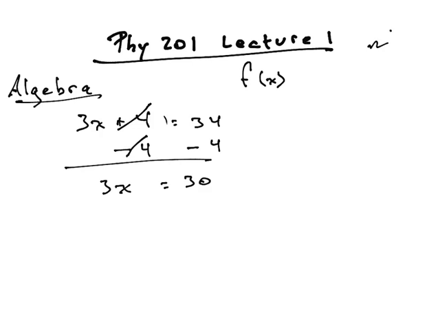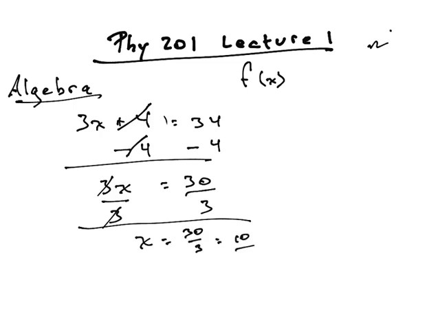Again, I don't have the answer yet. I still have something happening to my x, so I need to get rid of it. How do I do it? Well, right now I'm multiplying. To do the opposite, to cancel it, I divide. If I divide the left side by 3, that cancels the 3's. But whatever I do on the left, I have to do on the right, so I divide the right side. So I get x is 30 over 3, which is 10. That's what algebra says. And it's true.